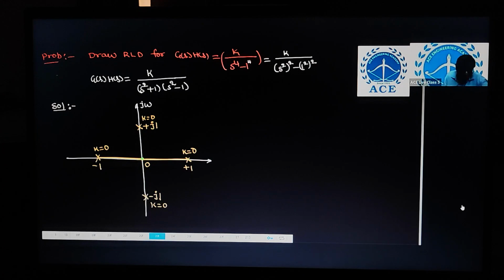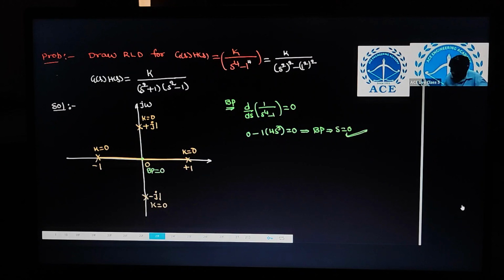Now find the break point. First find the break point. d by ds of 1 by (s to the power 4 minus 1) equal to 0, which gives minus 1 into 4s cube equal to 0. So the break point is s equal to 0, which is a valid break point.